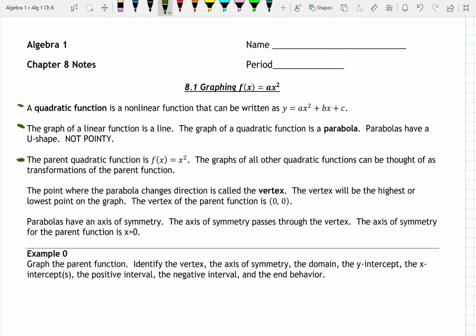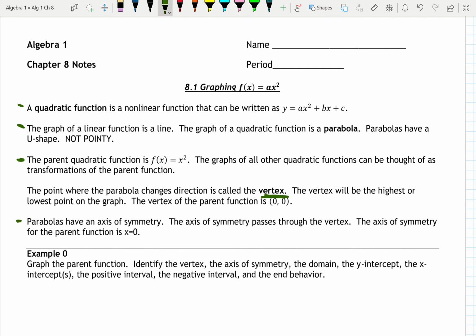The point where the parabola changes direction is called the vertex. The vertex will always be the highest or the lowest point on the graph. The vertex of the parent is 0, 0. That's the origin on our graph, the spot where the two axes touch, where the x and the y axis touch.